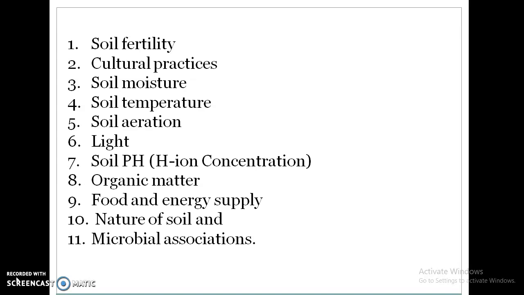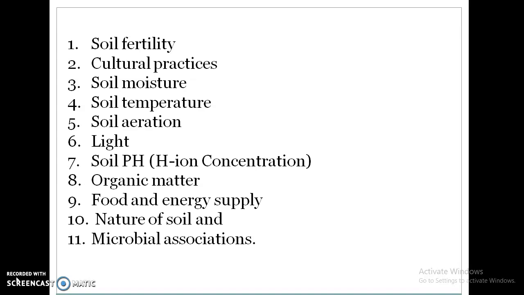Next factor is the light. Direct sunlight is highly injurious to most of the microorganisms except algae. Therefore, the upper portion of the surface soil, a centimeter or less, is usually sterile or devoid of microorganisms. The effect of sunlight is due to heating and increase in temperature.